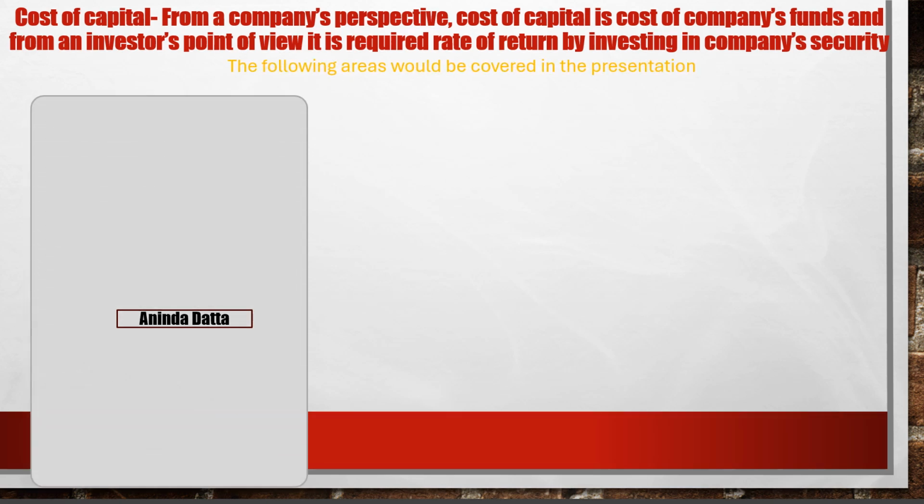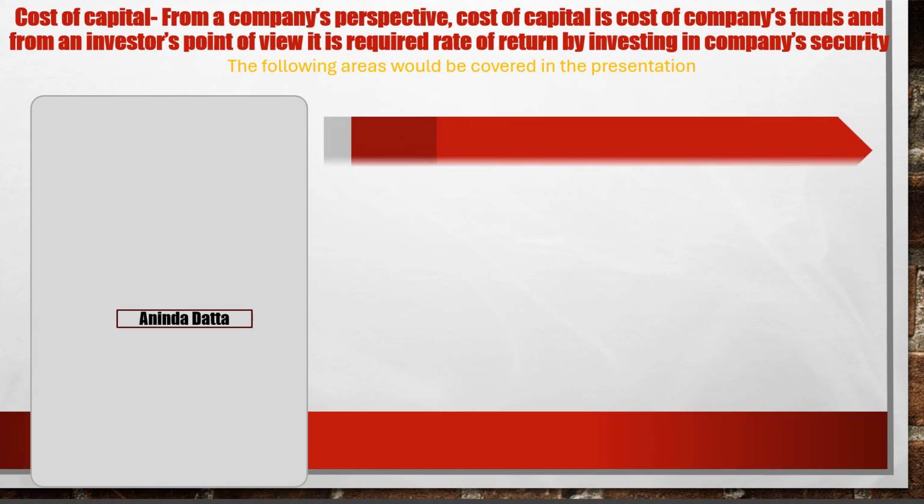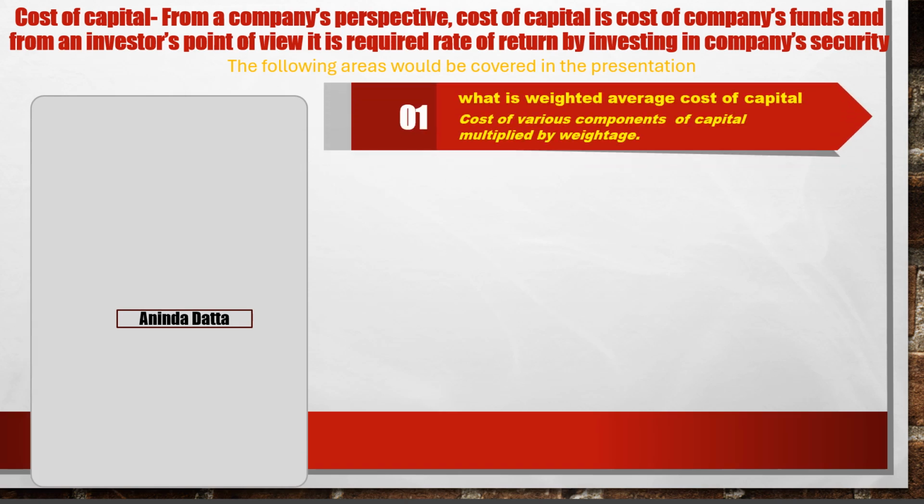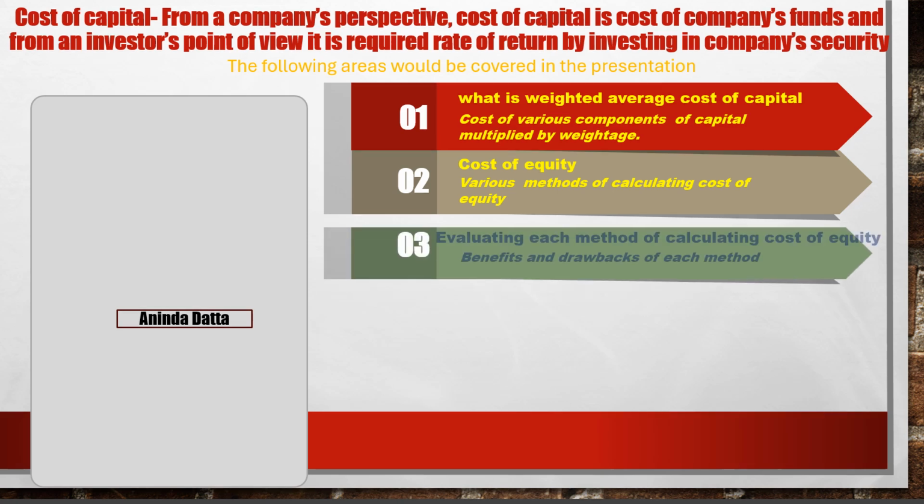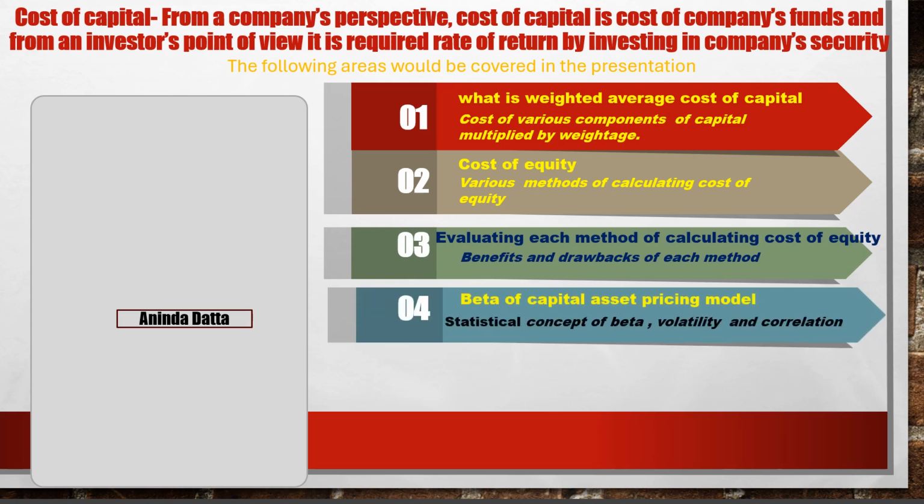The following areas would be covered in the presentation. What is the weighted average cost of capital? Cost of various components of capital multiplied by weightage. Cost of equity, various methods of calculating cost of equity. Evaluating each method of calculating cost of equity, benefits and drawbacks of each method. Beta of the capital asset pricing model.